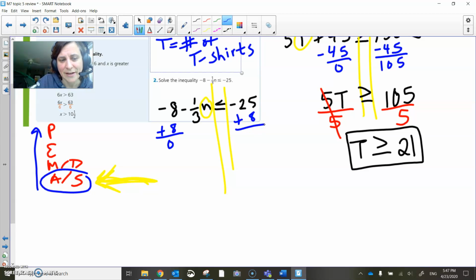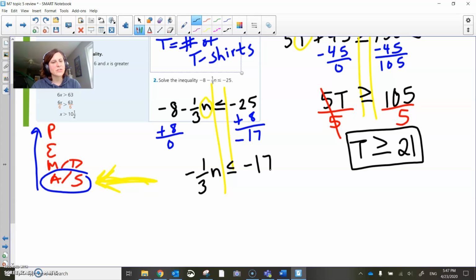Okay, now, everybody, if you're down 25 and you go up 8, that means you're still down 17? Is that right? If you have $25 in debt and you add $8, now you're only $17 in debt? I think I'm right. If I'm not right, somebody will tell me. And I know who. Okay, so I've got -1/3 n is less than or equal to -17. So this is the part, there's two things here that are tricky. We have to get rid of a fraction, and that fraction happens to be negative.